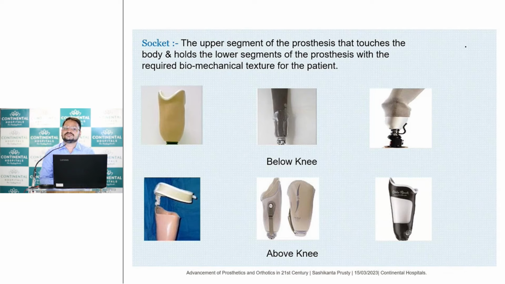If this kind of socket system is used, it automatically controls the stump. If the volume is higher, the vacuum will be less, and if it is getting lesser, the vacuum will be higher, so it can control in that way. Here also the same. These are all above knee, and these are all below knee sockets.